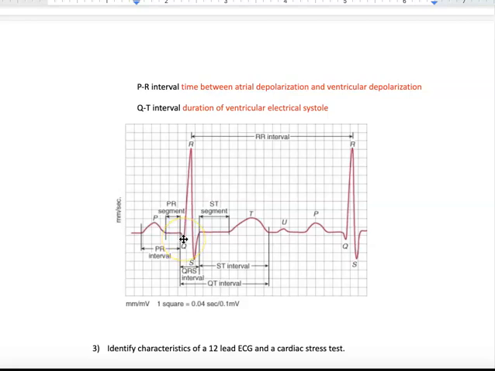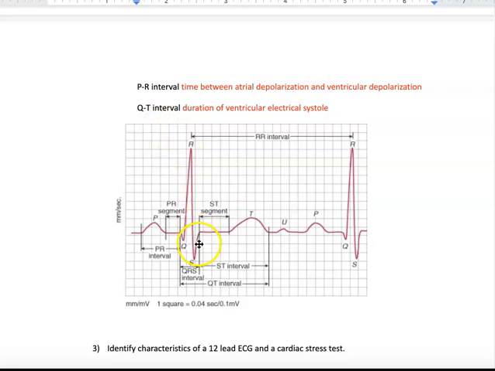If this gets too long, it means the ventricles and the atrium are not working together, which means the blood flow through here is not going to be as efficient, because we want the atrium to depolarize, contract, move the blood into the ventricles, which depolarize, contract, and move the blood out. If those are not in sync with each other, then the movement of blood is not going to be efficient.